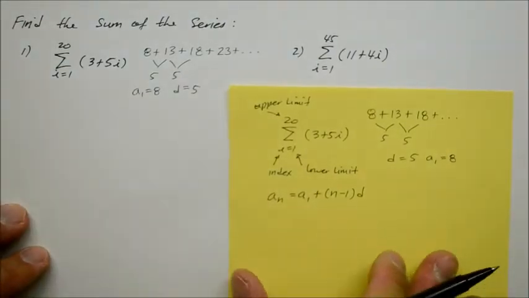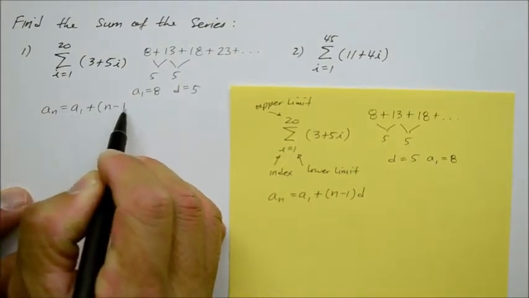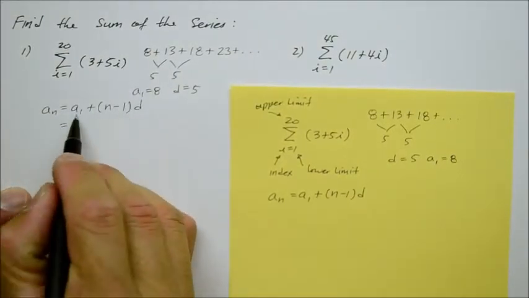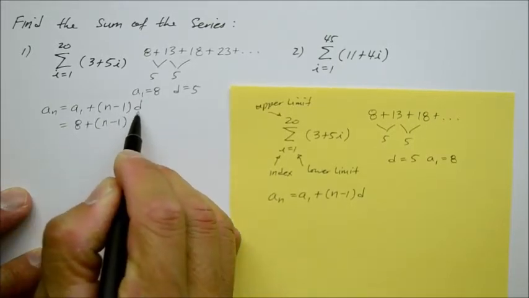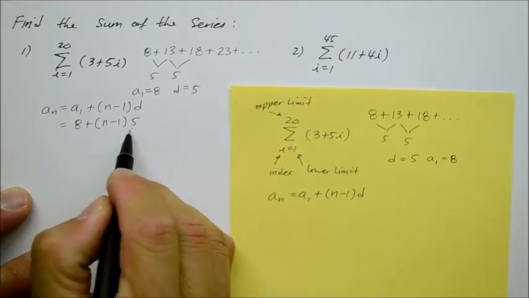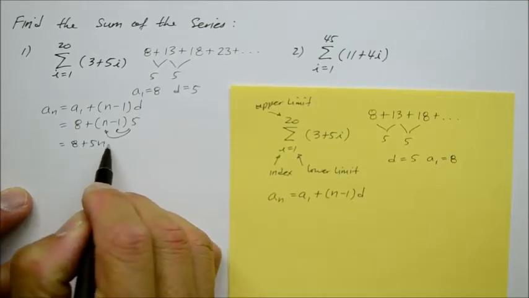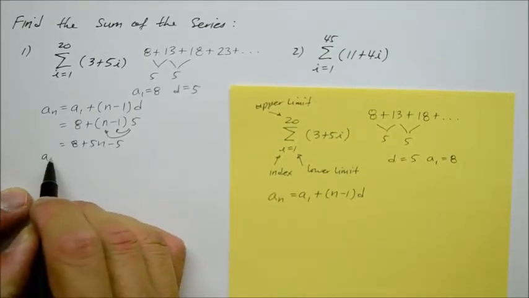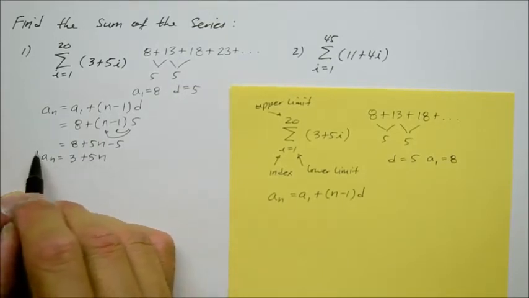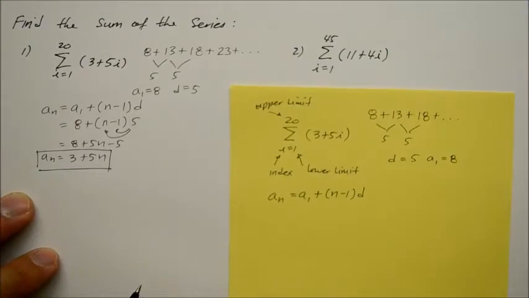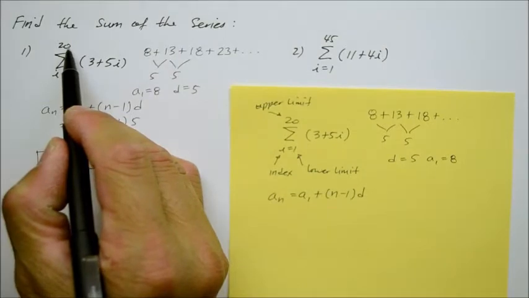So let's use that. a sub n is equal to a sub 1 plus n minus 1 times d. A sub 1, we recognize as being 8, plus n minus 1 times the common difference, which is 5. And do the distributive property. So we get 8 plus 5n minus 5. Combine the like terms, 8 and negative 5, we get 3 plus 5n. So that's the rule. And now we have to find out what is the upper limit of this series.